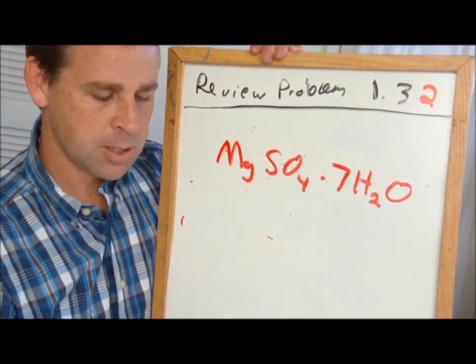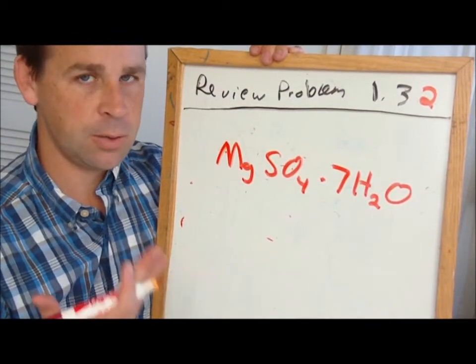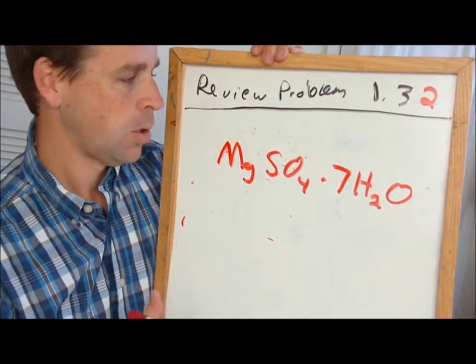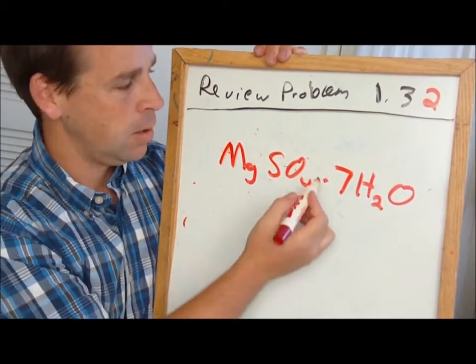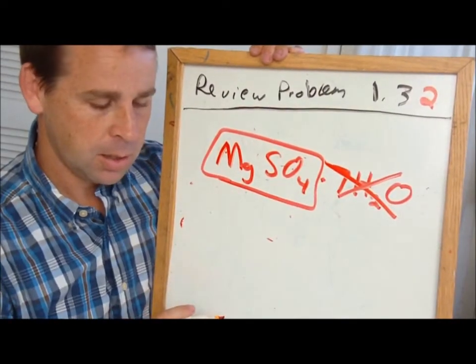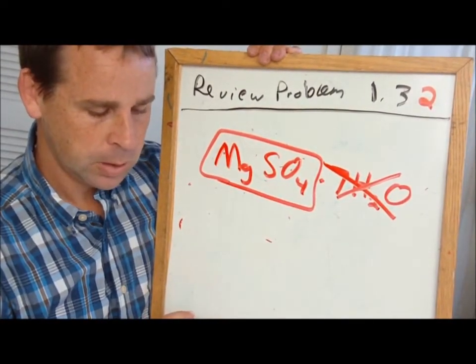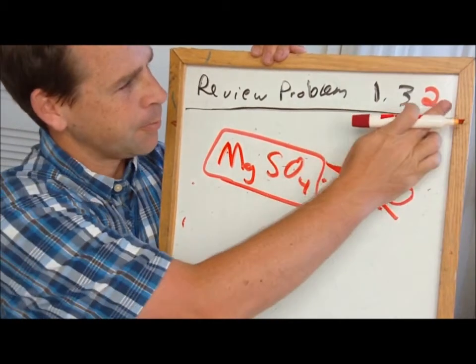What is the formula of the substance that remains when Epsom salt is completely dehydrated? Dehydrated means water is removed. So if we were to remove the water molecules here, we would be left with MgSO4. So that would be our formula for the substance that remains when Epsom salt is completely dehydrated.